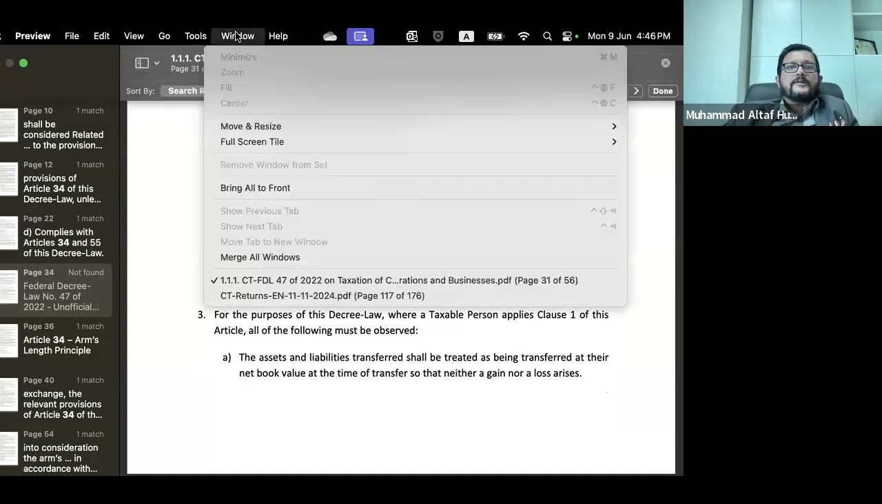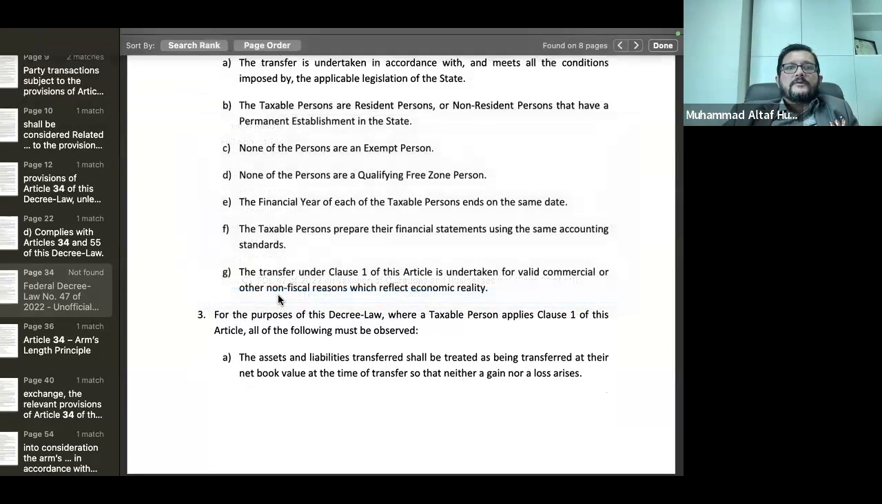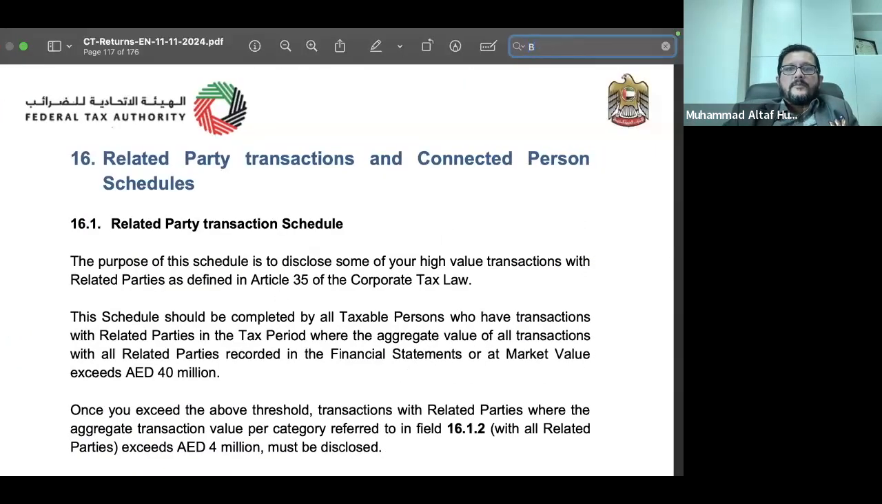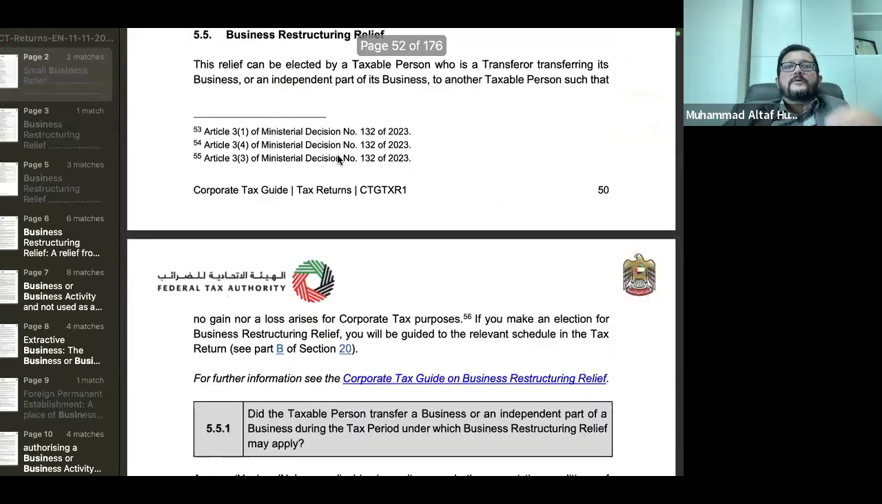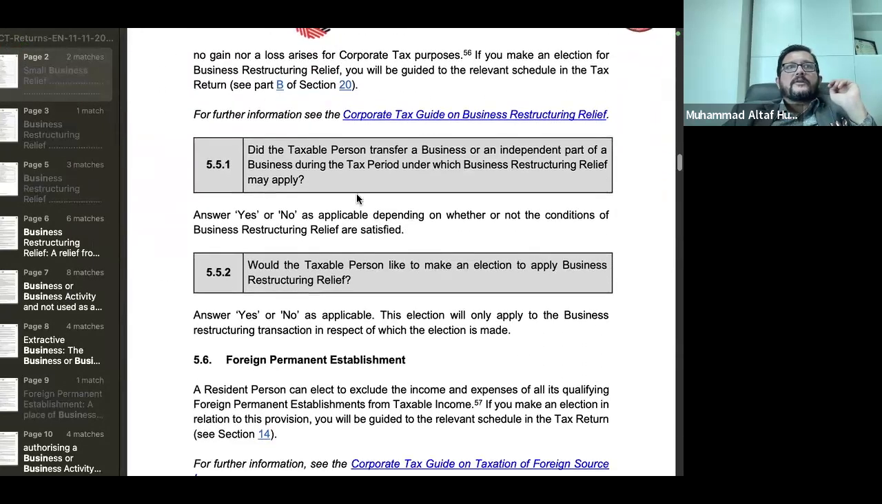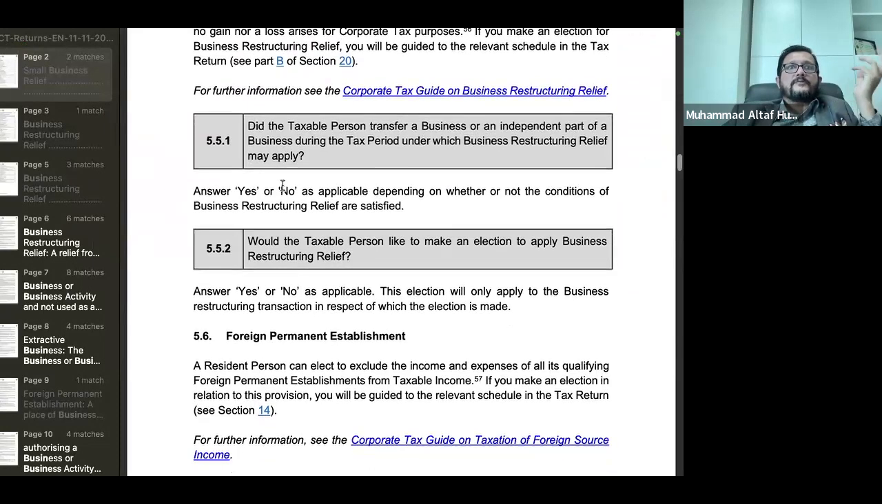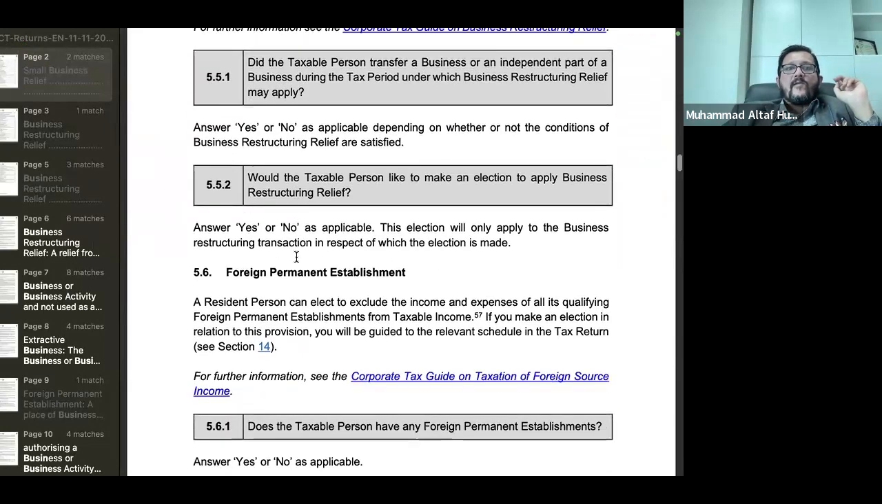So there is a proper chapter here, module here, business restructuring relief. There you go. So this type of a question will appear there. Did the taxable person transfer a business or an independent part of a business during the tax period under which business restructuring relief may apply? Yes, so we have to give an answer. And that's it, only two questions. Would the taxable person like to make an election to apply for business restructuring relief? So the answer to your question is yes, there is an application question here.